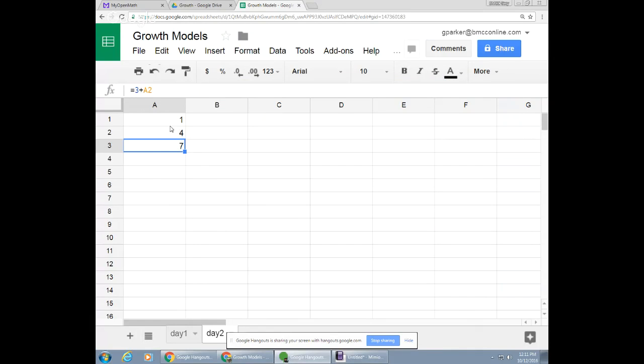Okay, so again, if I click here, it says, hey, you're adding 3 to the previous term. So what I do is click back at it, and then I grab the autofill button. I click and drag it down.